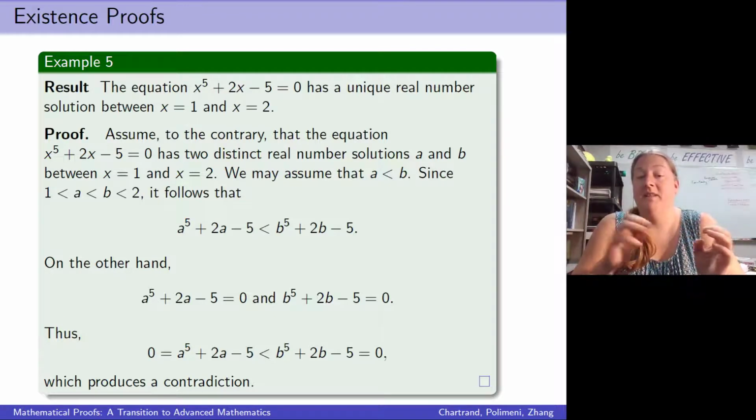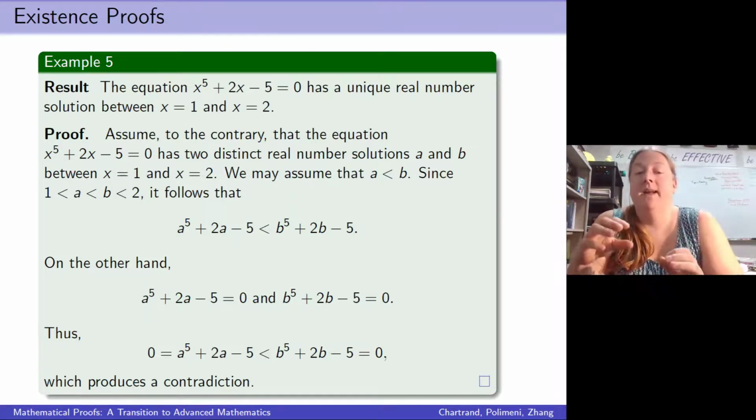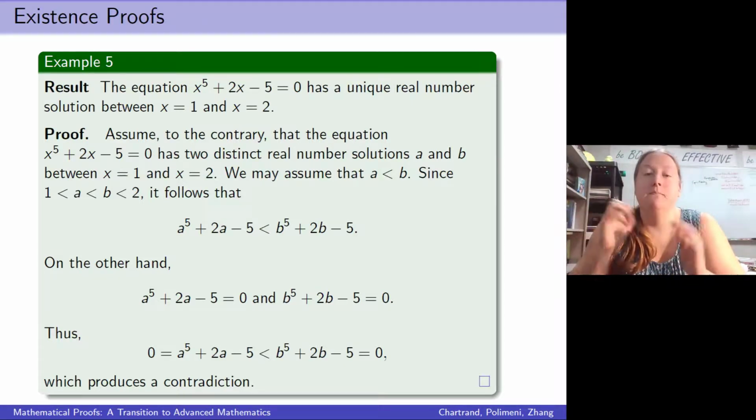a^5 will be less than b^5 since a is less than b and greater than 1. And we know 2a will be less than 2b since a is less than b and they're positive numbers between 1 and 2. So putting that all together, I have a^5 + 2a - 5 is going to be less than b^5 + 2b - 5.